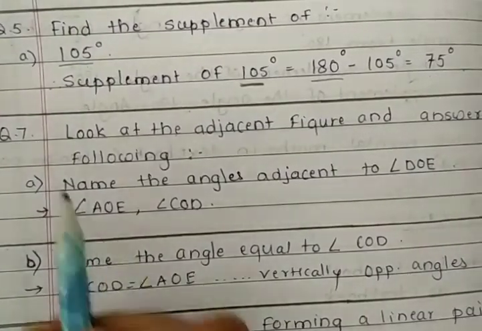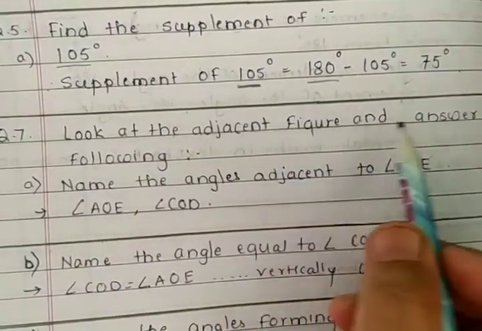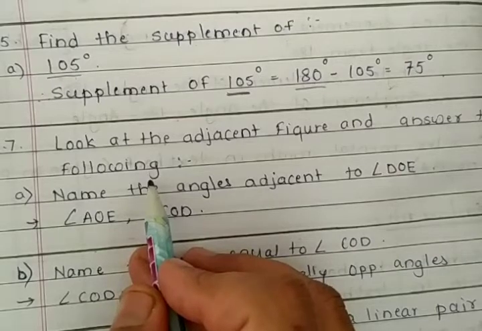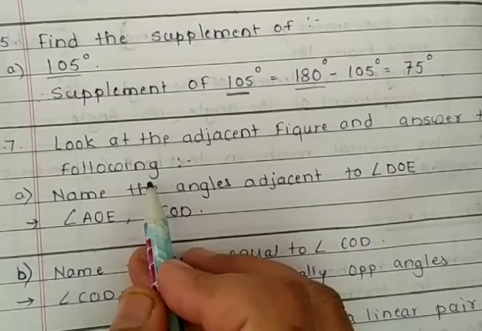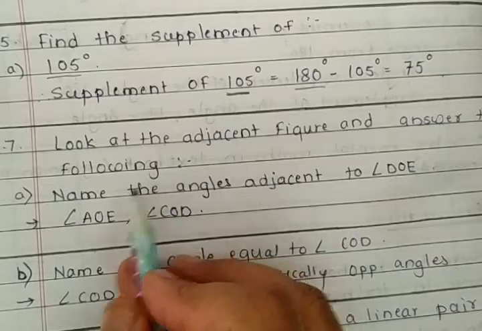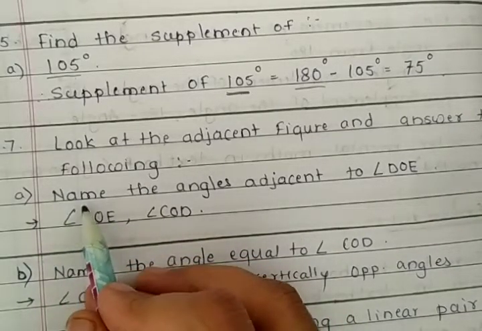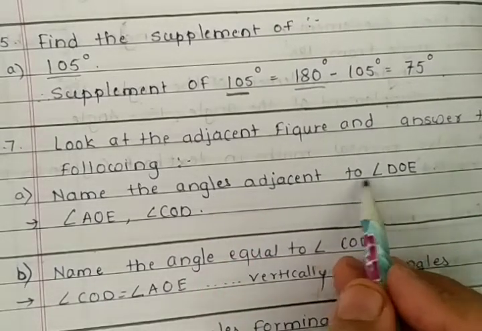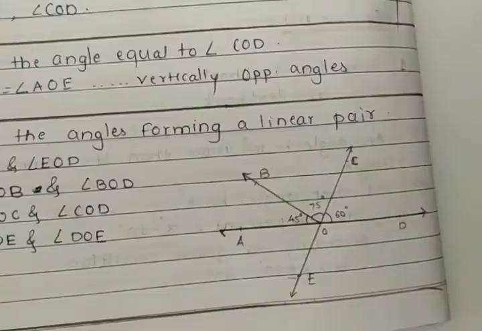Now see your question number 7. Look at the adjacent figure and answer the following. See the figure which is given on page number 135, question number 7. Okay. So what is the first question? Name the angles adjacent to angle DOE.